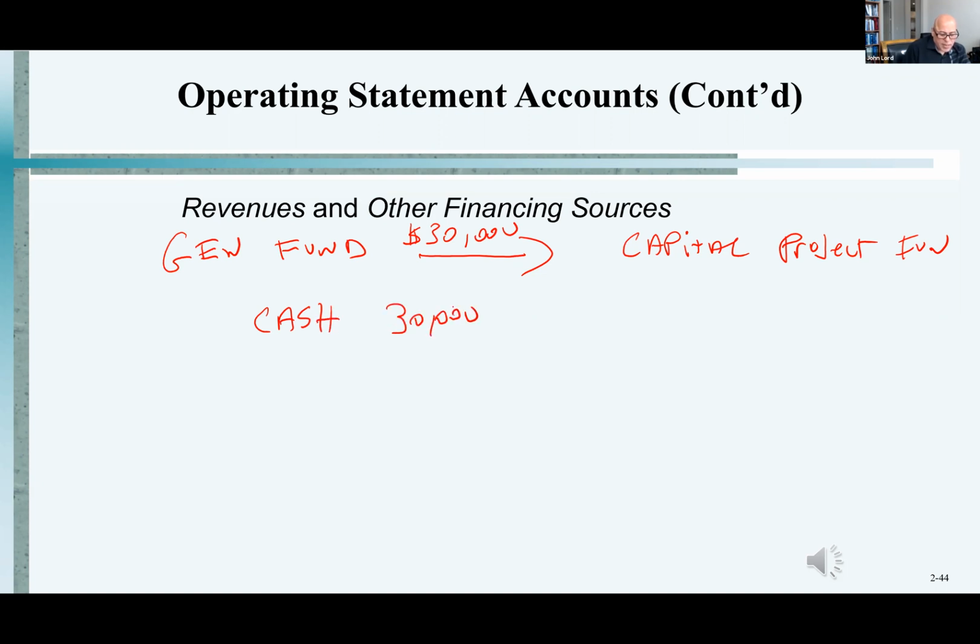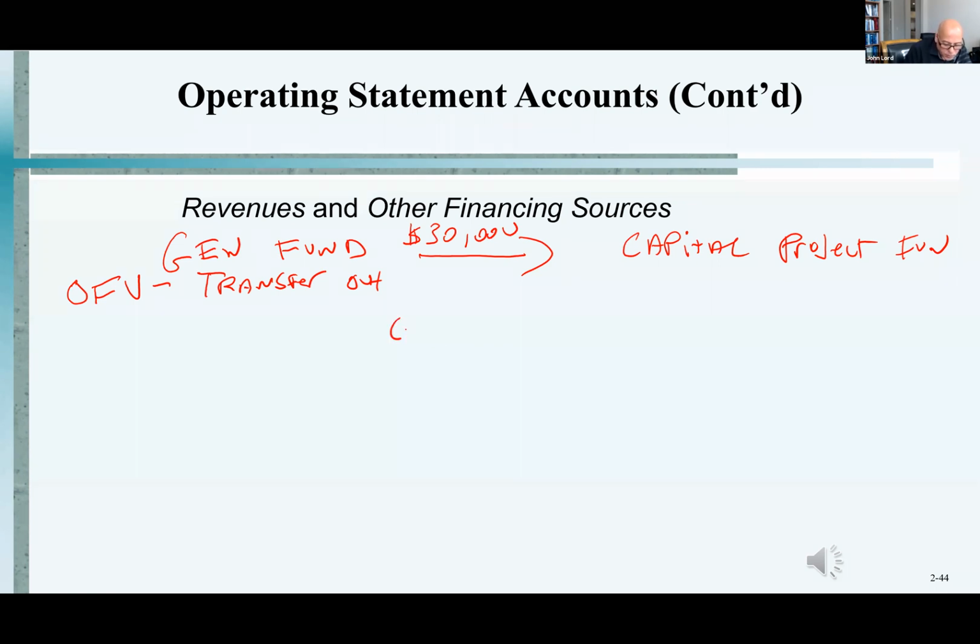Excellent. Okay. Now I don't debit expenditure because they want me to call that sort of not a normal course of business thing. They want me to call that other financing use, OFU, right? What do you say to somebody when they say something you don't like? OFU, get out of my face, right? Okay. So other financing uses, transfer out.